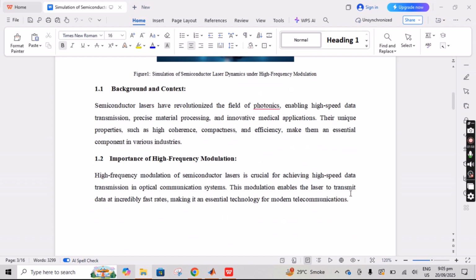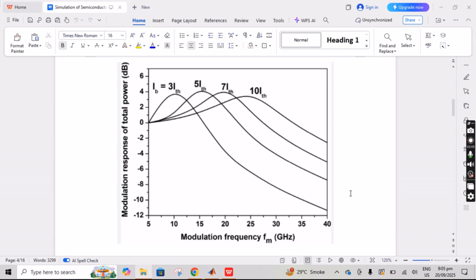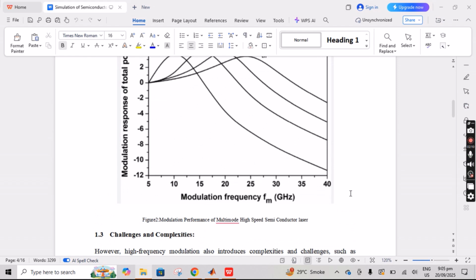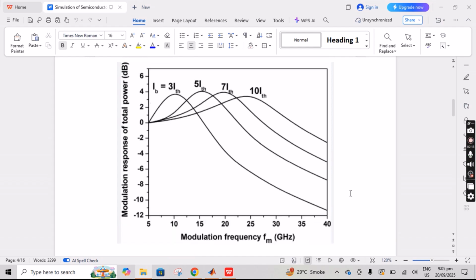And I have added the background and context in terms of high frequency modulations. For example, this figure explains the modulation performance of a multi-mode high-speed semiconductor laser. These are the modulation frequencies in gigahertz we have defined here, 5 to 40 gigahertz, and the vertical line represents the modulation response of total power in dB.